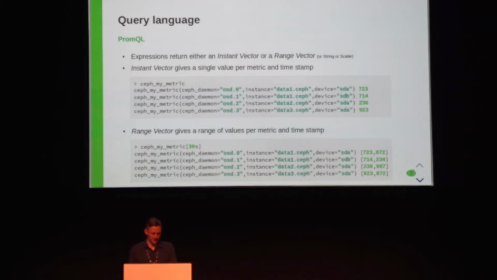What is an instant vector and a range vector? An instant vector gives you a single value per metric and timestamp. So that implies you have to give it a timestamp, and you get a single value back. By default, if you go into the Prometheus interface and query your metric, you get the latest value, but you can also query further back. A range vector, the name gives it away already. It gives you a range of values for a time range, per metric. So far, so easy.